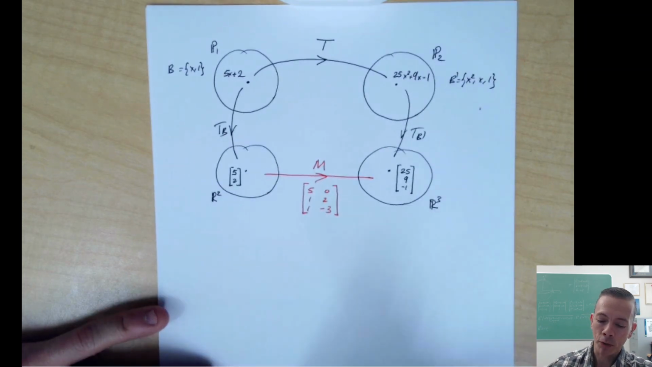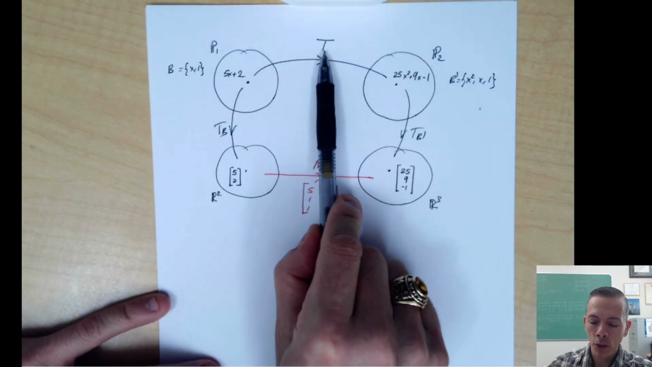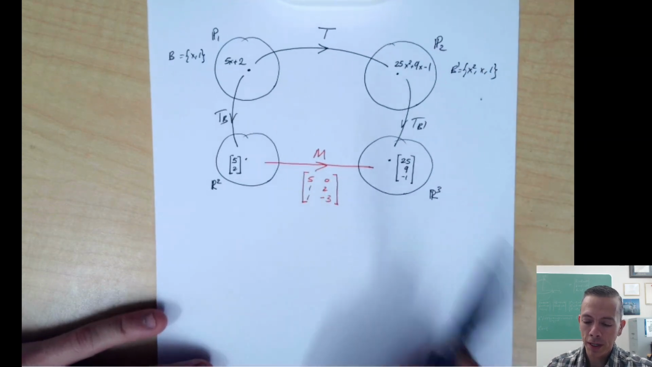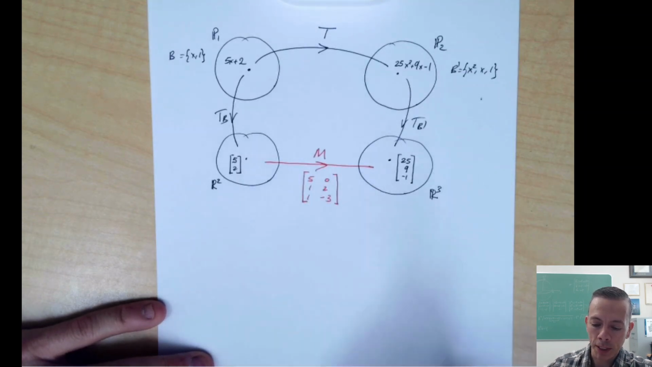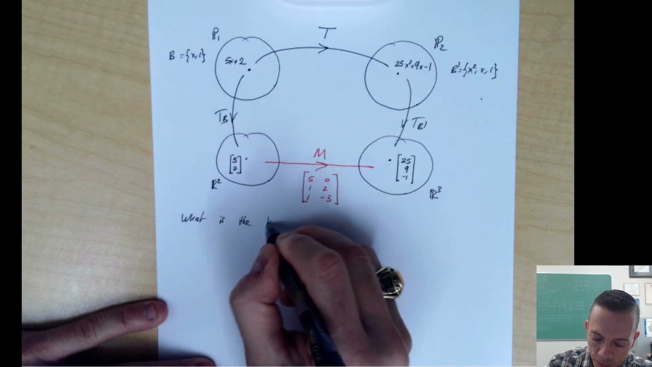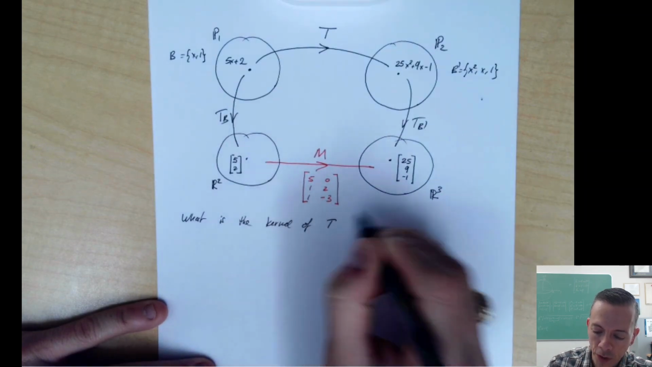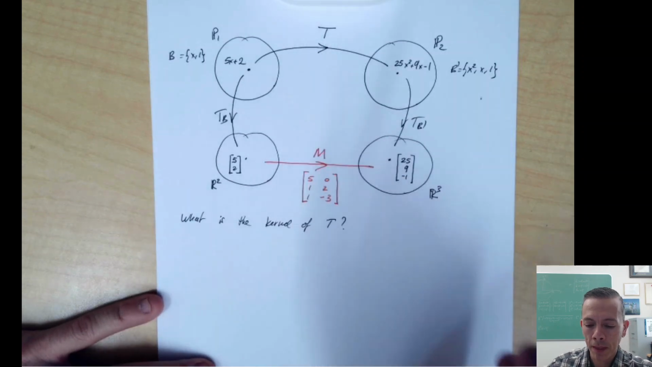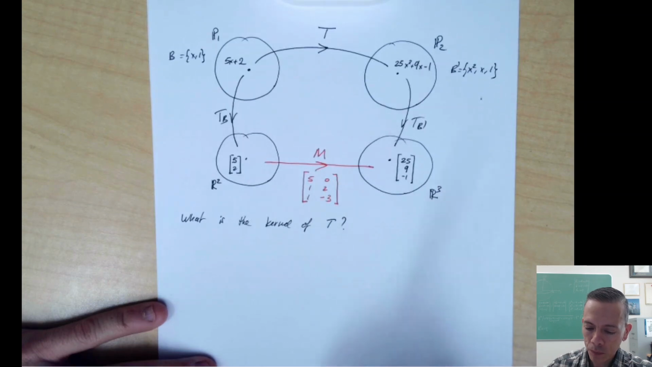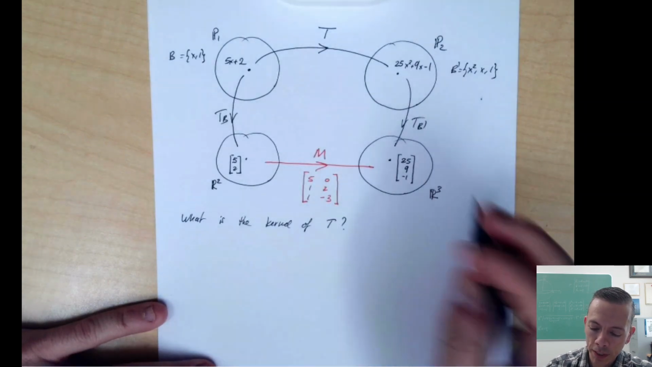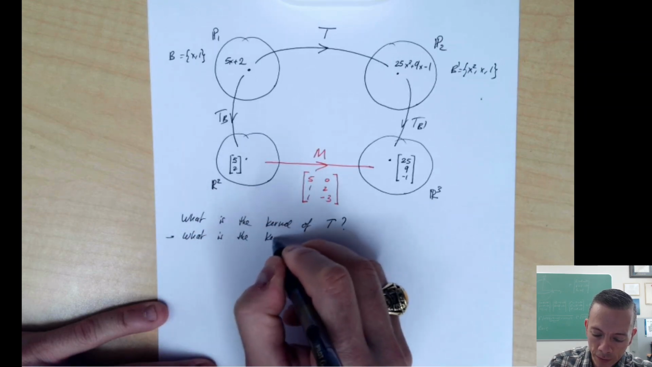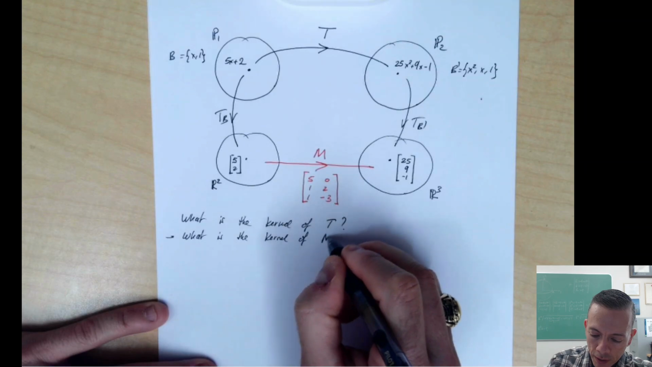So the advantage is that now if we want to study this transformation T, we can just study the transformation M, which is a matrix transformation, a lot easier to deal with. And everything is equivalent between T and M. For example, if we want to find the kernel of T, instead of finding the kernel of T directly, we could just find the kernel of M, and it will be equivalent. So let's ask the question instead, what is the kernel of M?